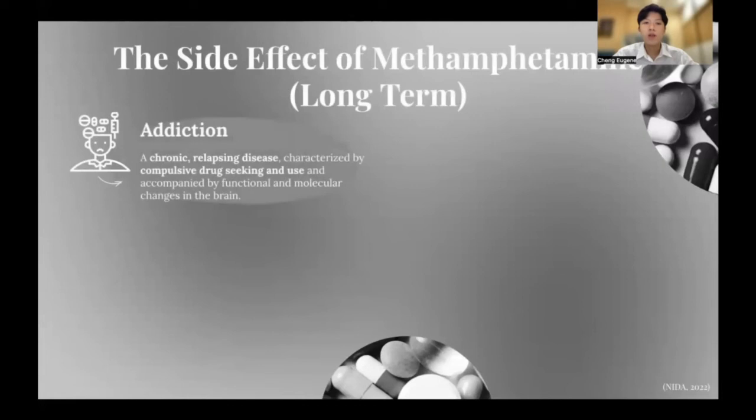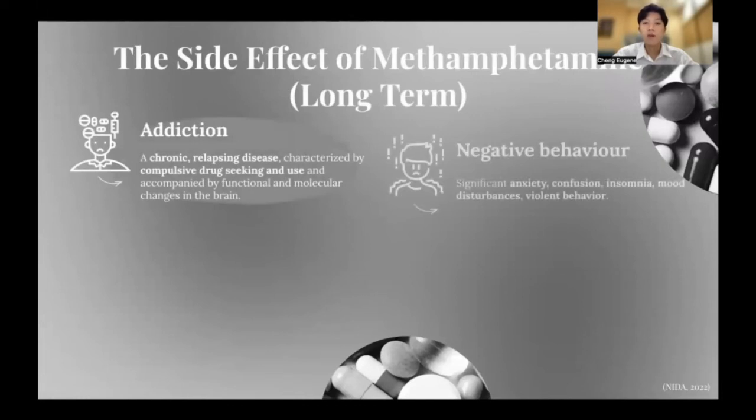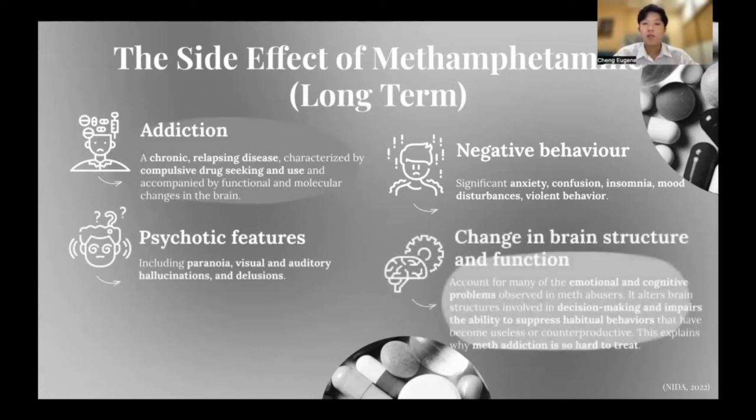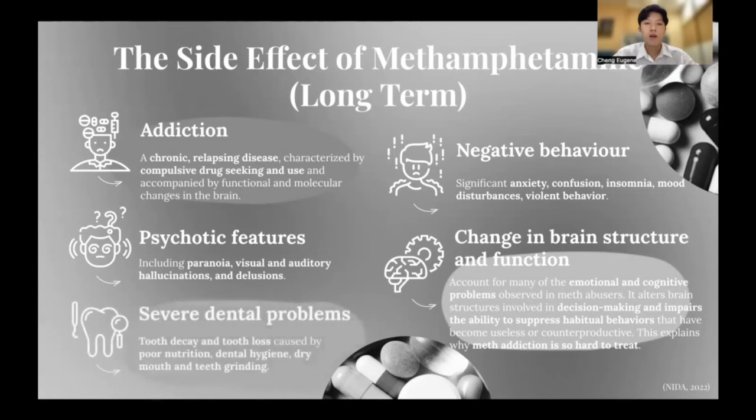It can cause addiction, which is a chronic relapsing disease, a negative behavior such as significant anxiety, confusion, insomnia, mood disturbance, and violent behavior. Psychotic feature including paranoia, visual and auditory hallucination, and delusions. A change in brain structure and functions where it can affect emotional, cognitive, decision-making, and impairs the ability to suppress habitual behaviors. And lastly, severe dental problem, such as tooth decay and tooth loss that can be caused by poor nutrition, dental hygiene, dry mouth, and teeth grinding.